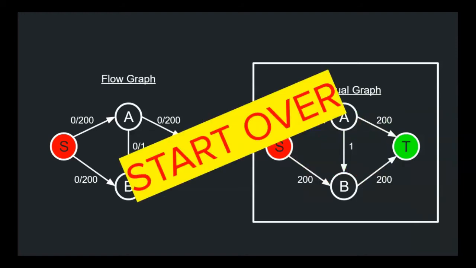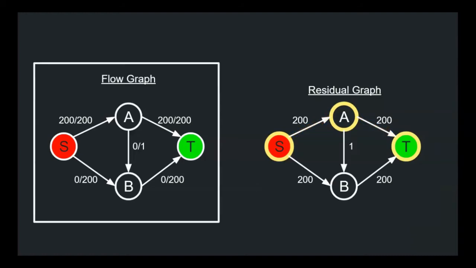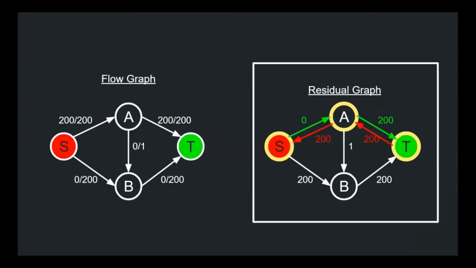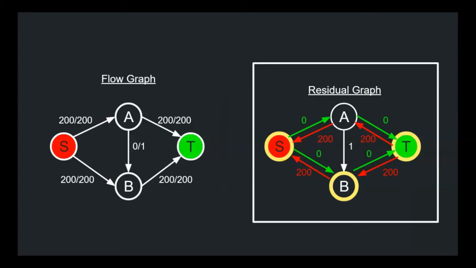Let's start over. Let's suppose we pick the path with the largest capacity. Let's pick SAT. What's the bottleneck, or the maximum flow you can push through this path? 200. So you update the flow graph and push 200 through SAT. And then update the residual graph. Now, is there another path from S to T? Yes, SBT. Update the flow graph and push 200 through SBT. Update the residual graph.